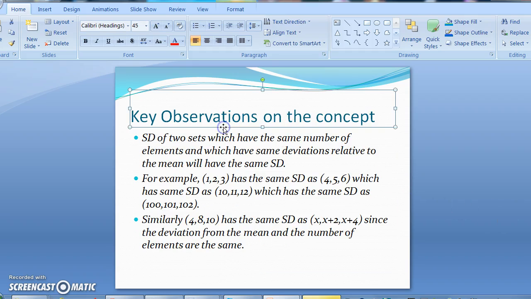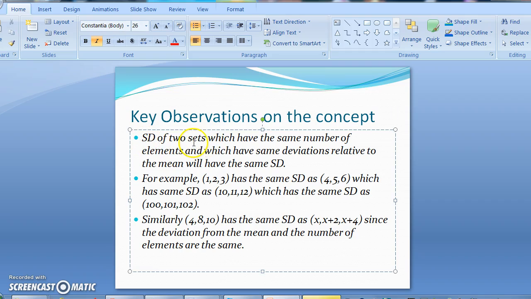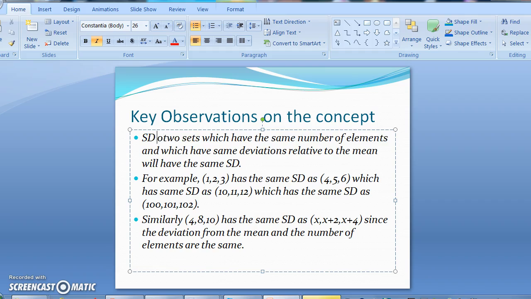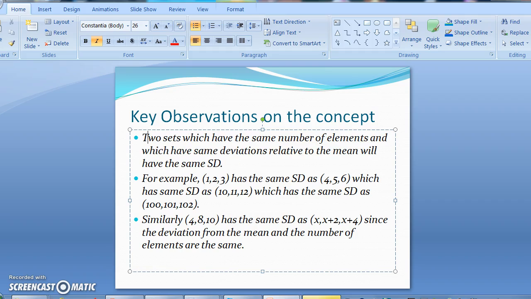So that is the key observation on this concept. Two sets which have the same number of elements and the same deviations relative to the mean will have the same standard deviation. Keep that in mind. For example, 1, 2, 3 will have the same SD as 4, 5, 6, which we already saw, and which will also have the same SD as, for example, 10, 11, 12.